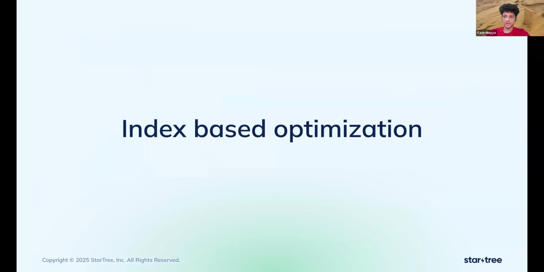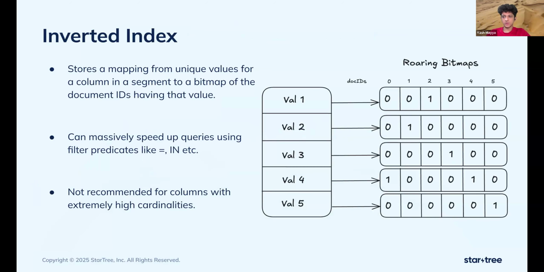All right, let's talk about Pinot's index optimizations next. We'll start off by looking into a couple of Pinot's simple but powerful indexes. The inverted index stores a mapping from unique values for a column within a segment to a bitmap of the document IDs or rows in that segment that have that value. The bitmap used here is a roaring bitmap. These are highly compressed and super space efficient, yet extremely performant. As you can see in this illustration, let's say this is an index within a segment. There are 5 unique values.